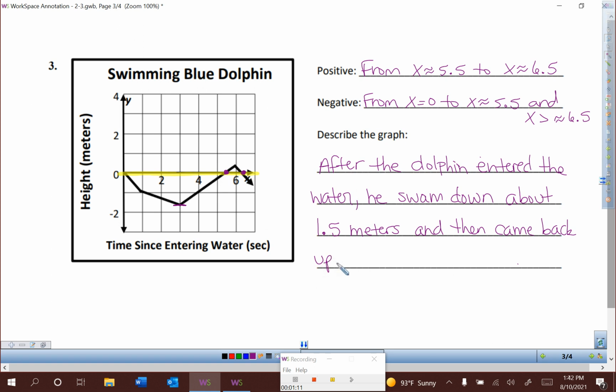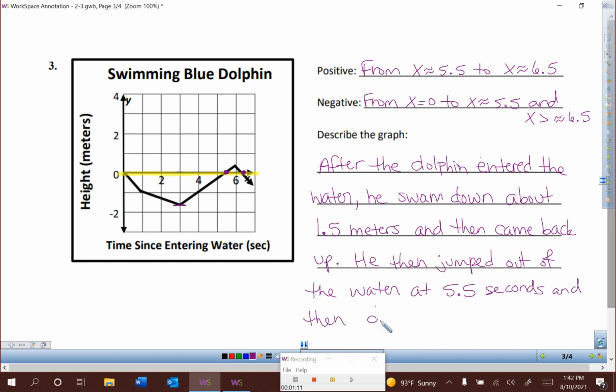Okay, so after the dolphin entered the water, he swam down about 1.5 meters and then came back up. He then jumped out of the water at 5.5 seconds and then dove back in.